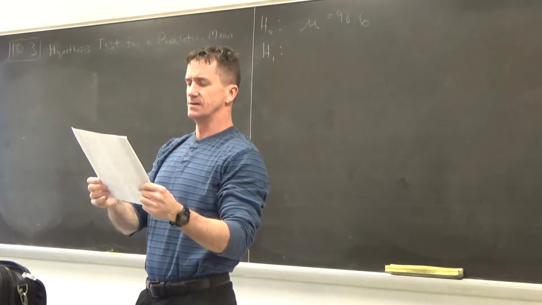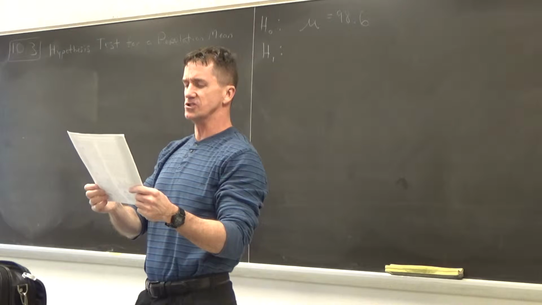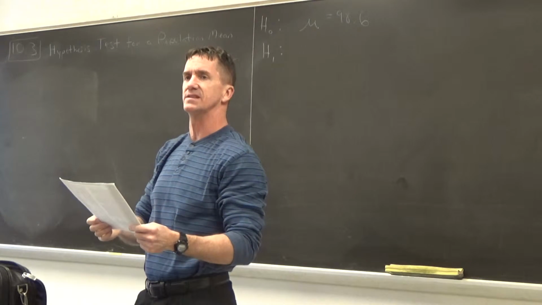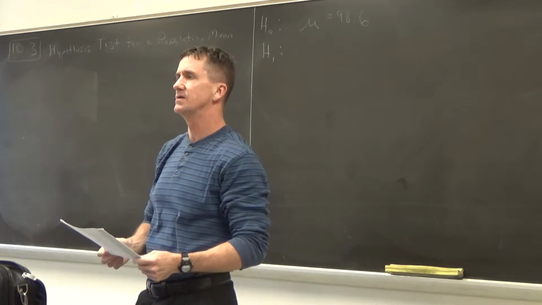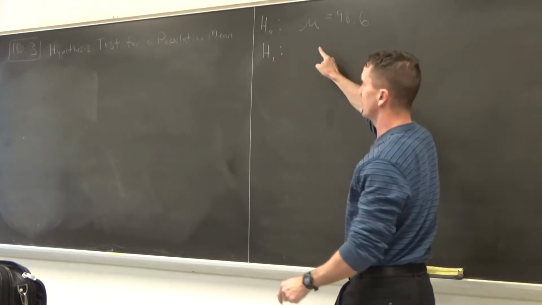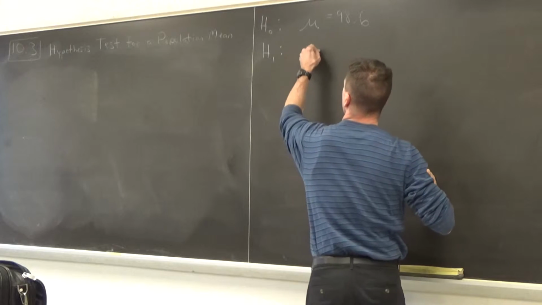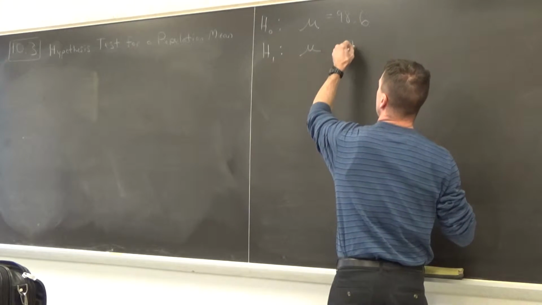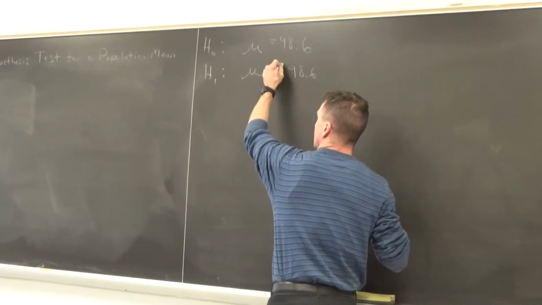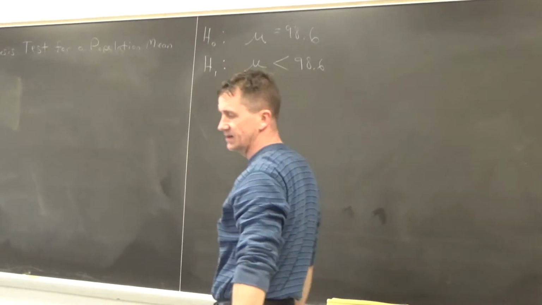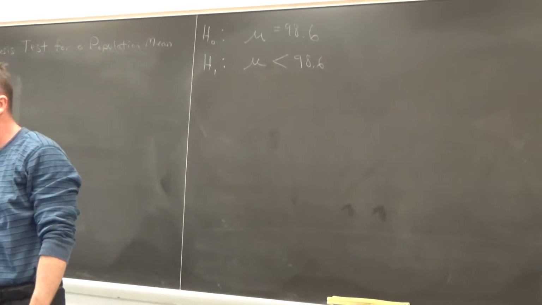The next sentence says the 3 researchers believe that the body temperature is less than that number. So what symbol will I put? Less than. So down here, I'll use the same parameter, mu, the same number, 98.6, and then because they said less than, just like that. Cool?